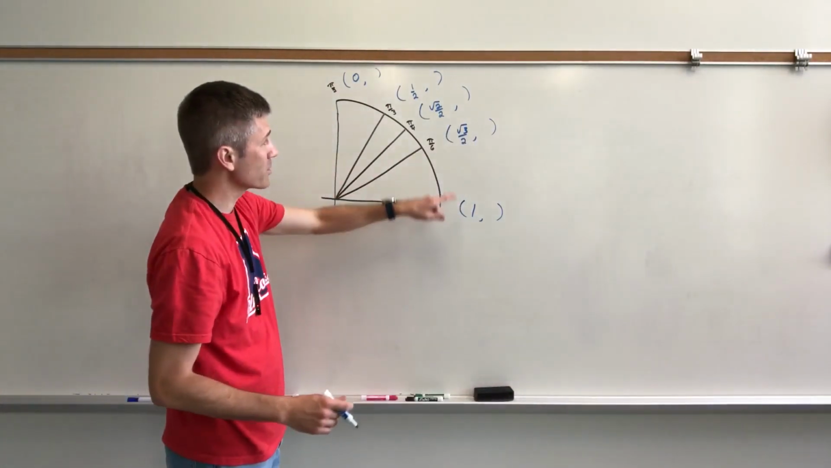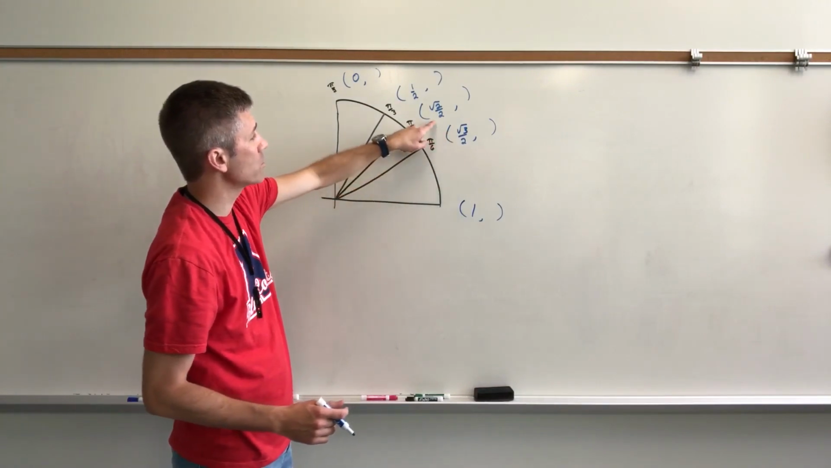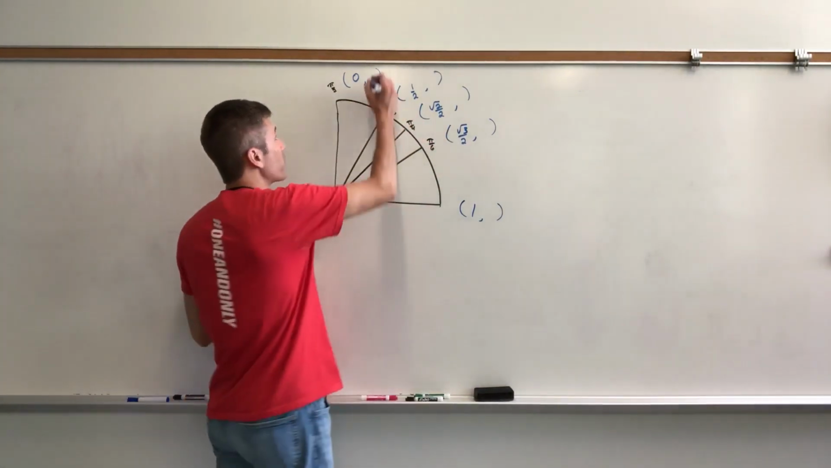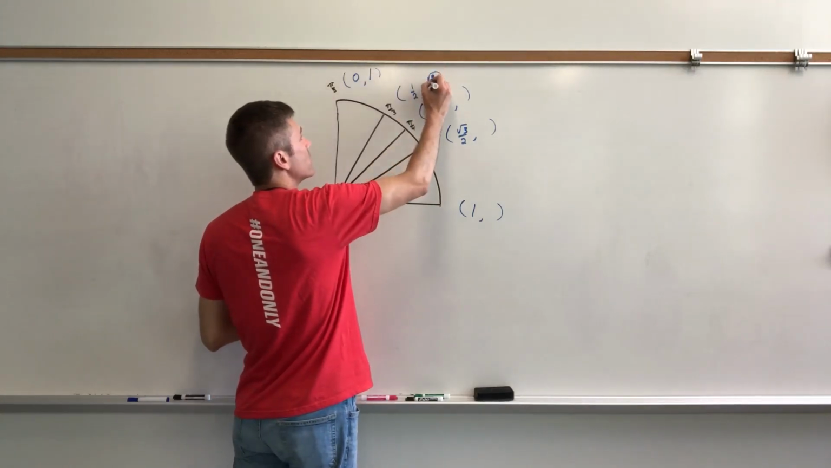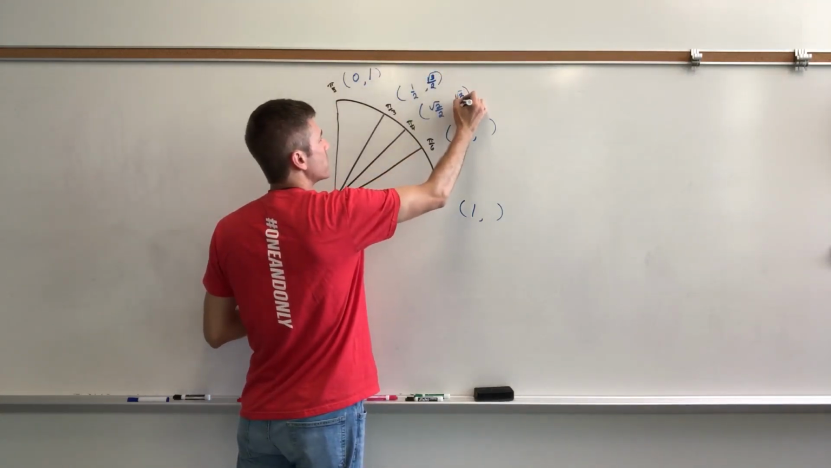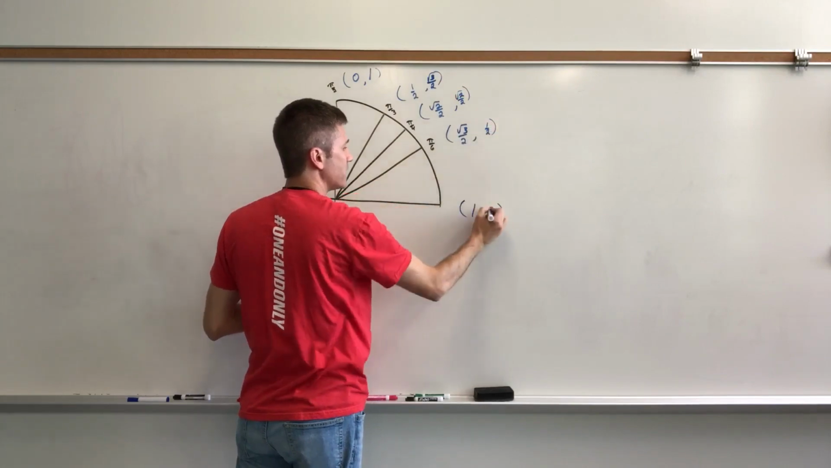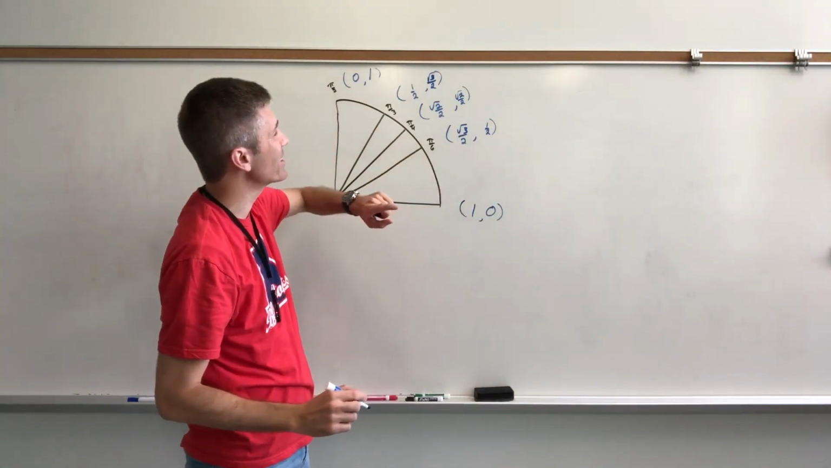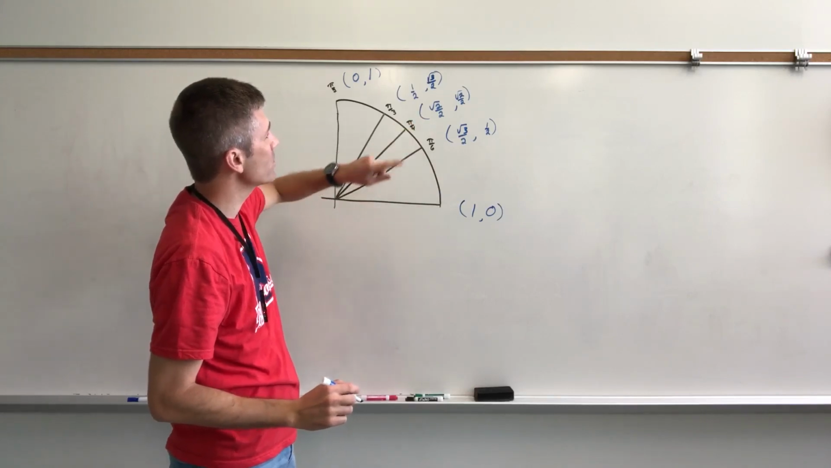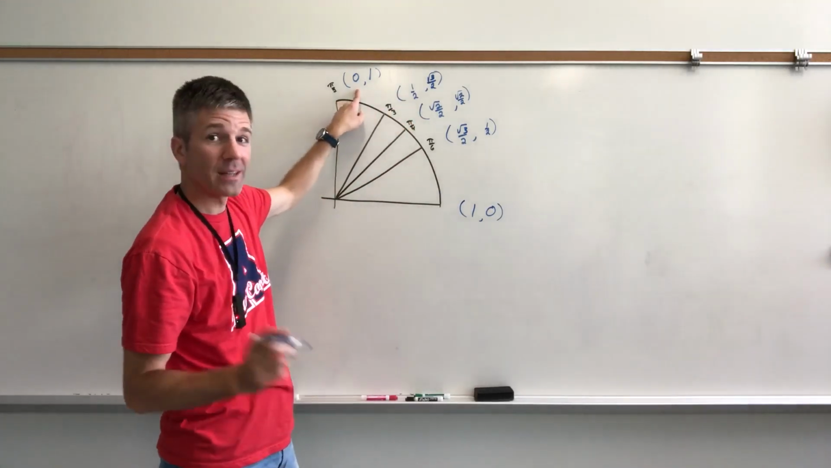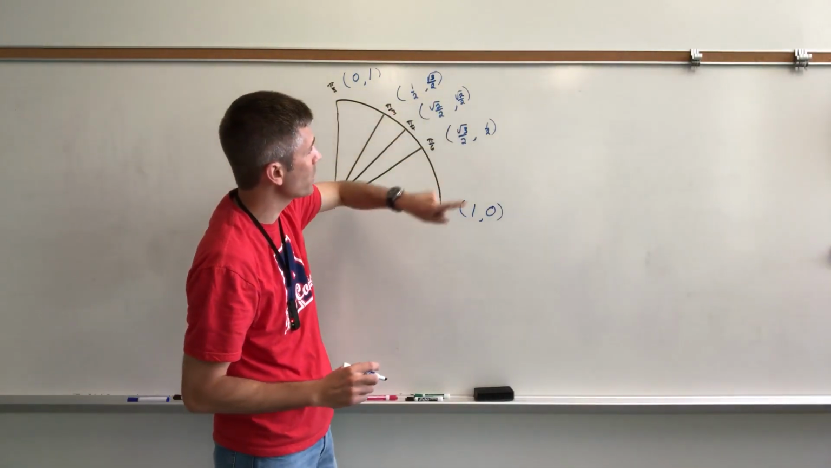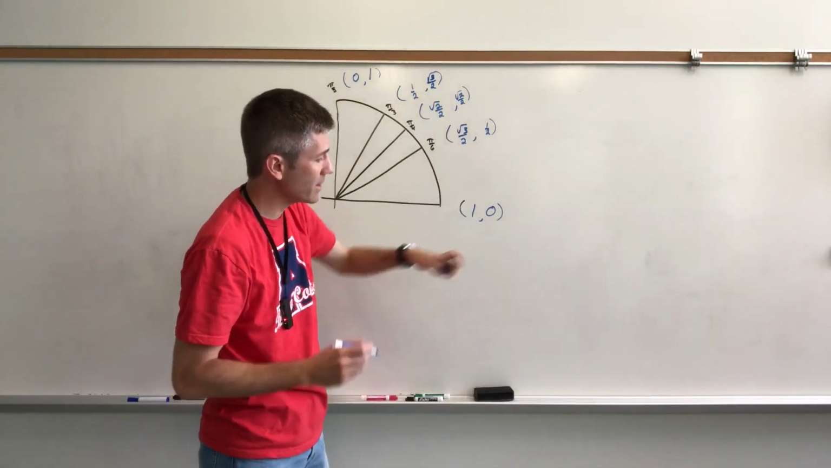Cosine starts with 1, square root 3 over 2, square root 2 over 2, 1/2, then 0. Sine counts back with 1, square root 3 over 2, square root 2 over 2, 1/2, then 0.